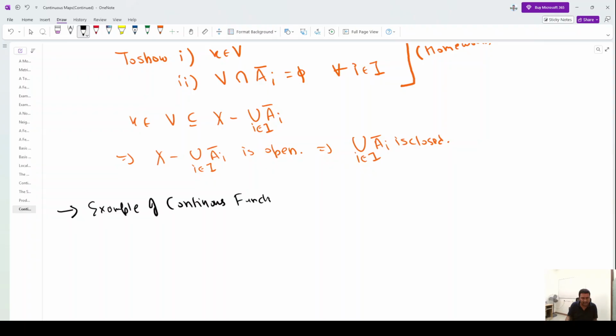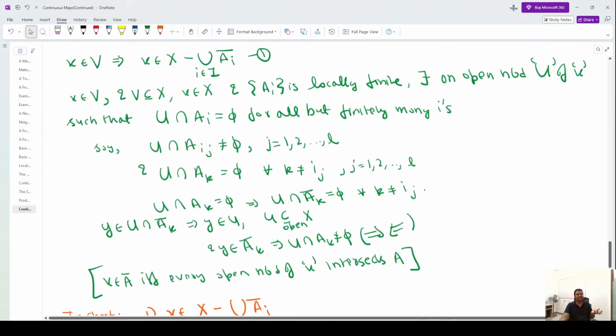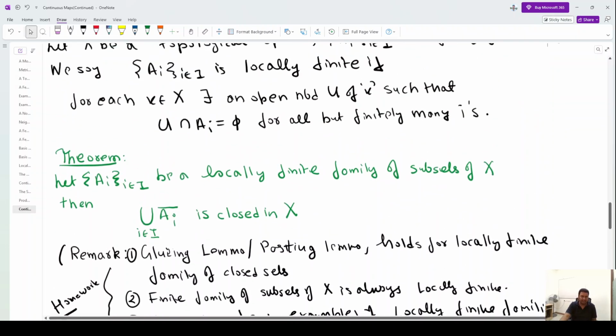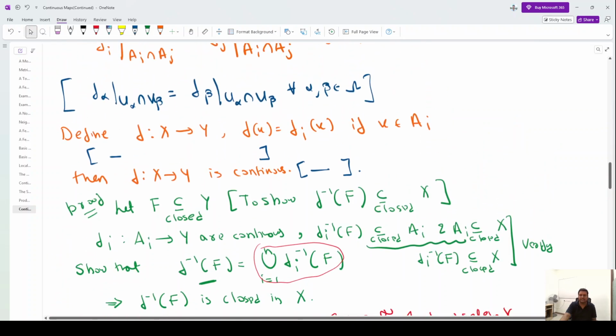Continuous functions, homeomorphisms, homeomorphism, open map, closed map. So yeah, this might seem abstract to you, but that is what topology is. What we are doing currently is point-set topology, right? So point is there, set is there, locally things are happening. So this is very important, and this version of the gluing lemma is very important. And locally finite families in particular are one of the most important objects.